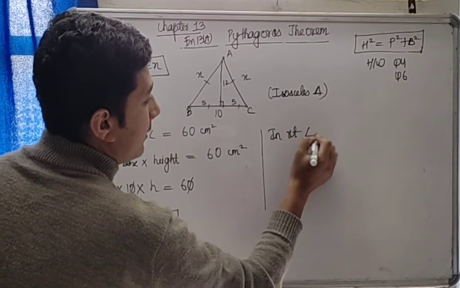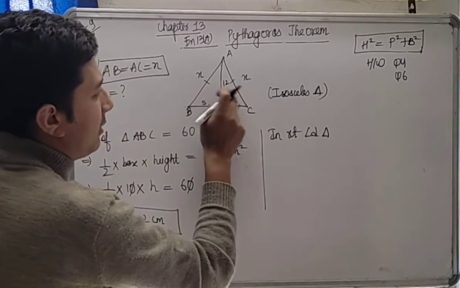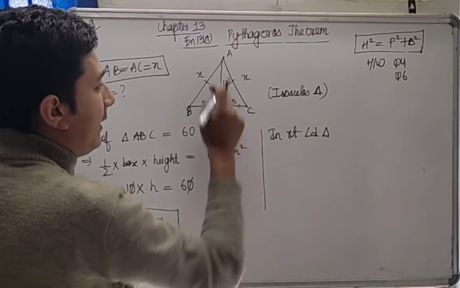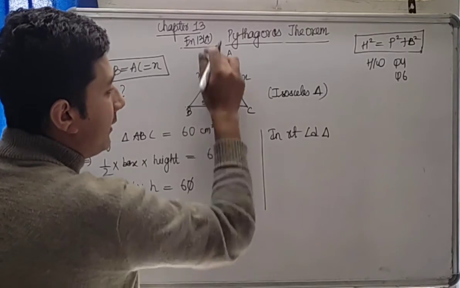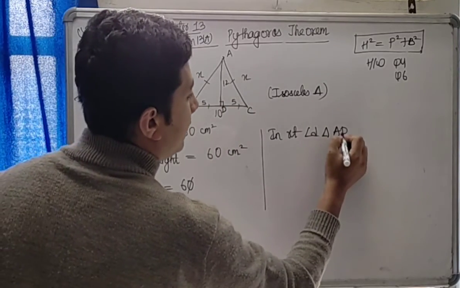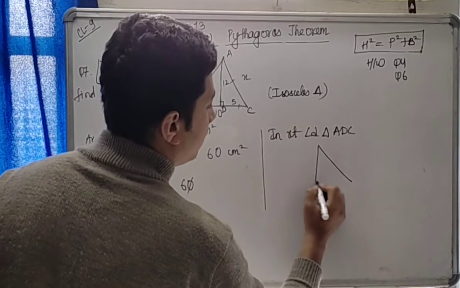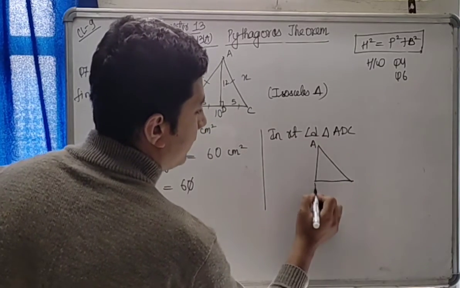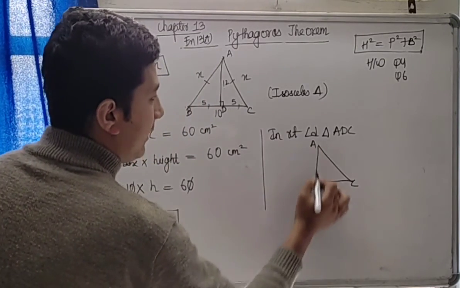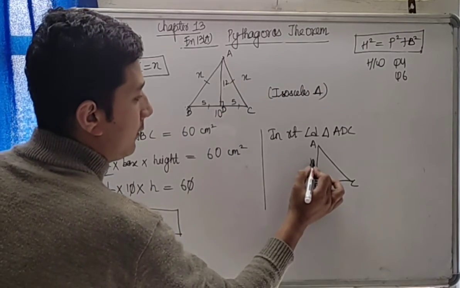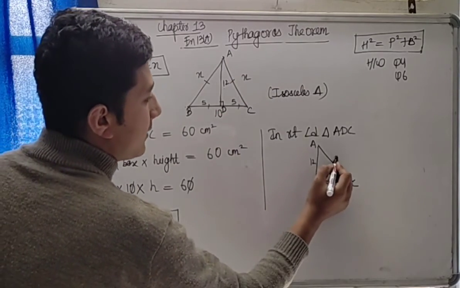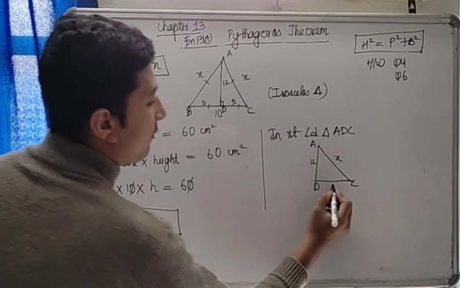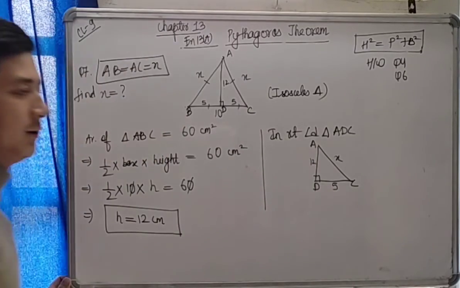In which right angled triangle? Any triangle you can take. I'll take A and I'll give this as D, triangle ADC. You can make the figure also. AD is the height, just now I got 12. AC is X and DC is 5, boys. I hope this is clear to you all.